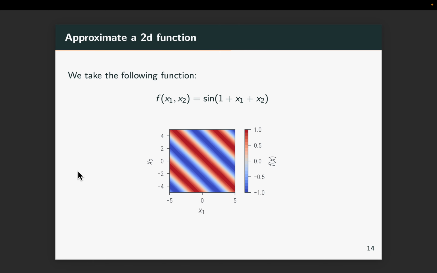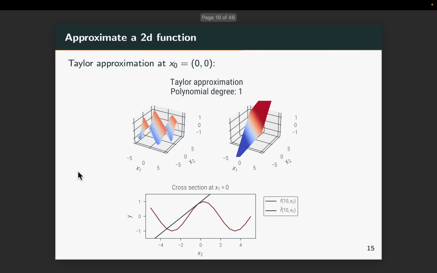Similar to the way we approximate 1D functions, we can approximate a 2D function. It is now a complicated sine of 1 plus x1 plus x2 function. We are trying to get an approximation around x naught equal to 0, 0. You can see the function is very wiggly. For the polynomial degree 1, we will get a plane. And if you want to understand that in an easier way, we look at a cross section at x1 equal to 0. At x1 equal to 0, we can see that our approximation is now a line.